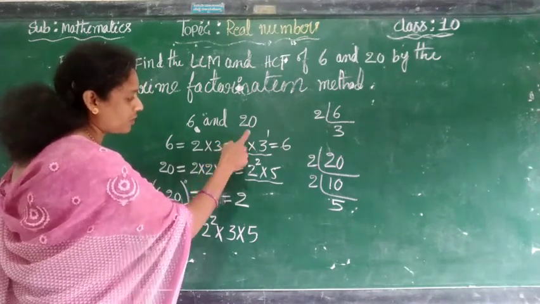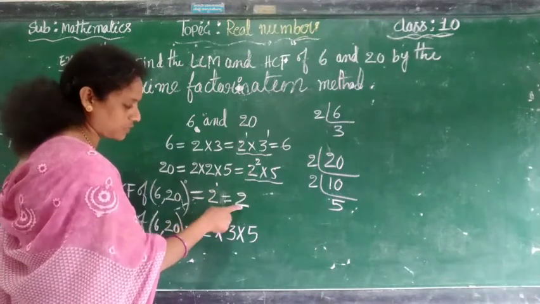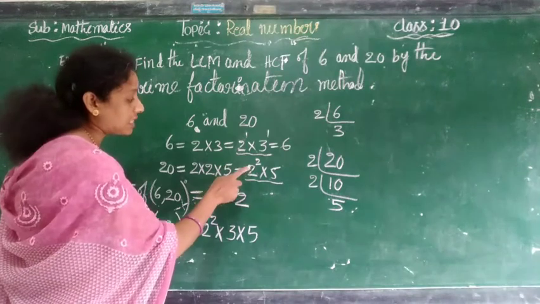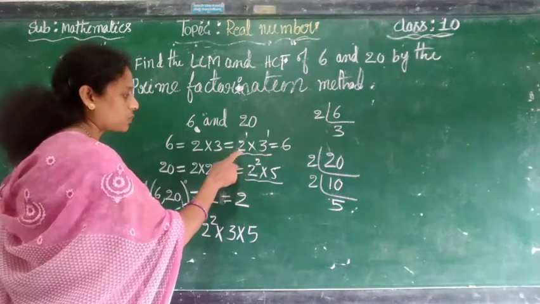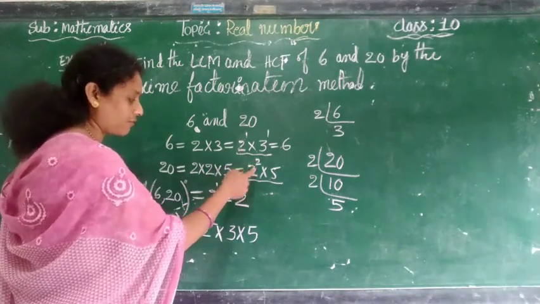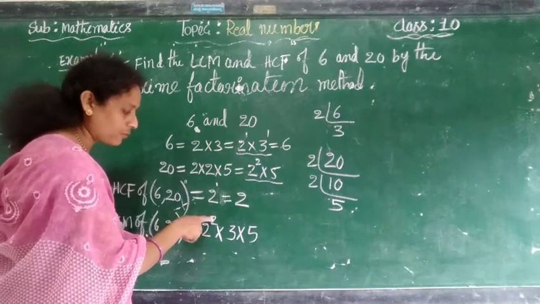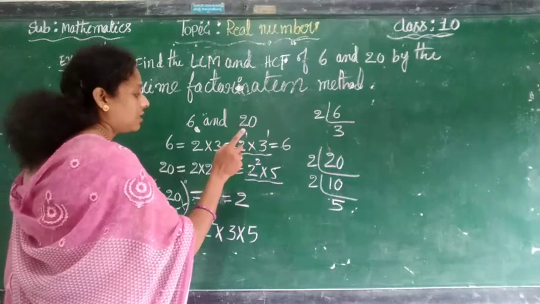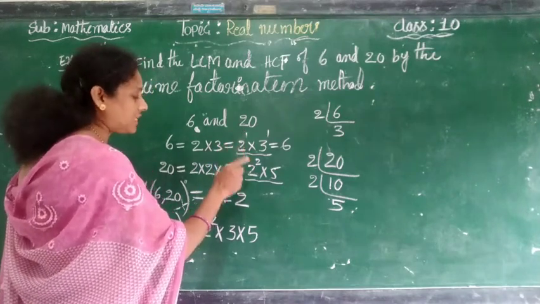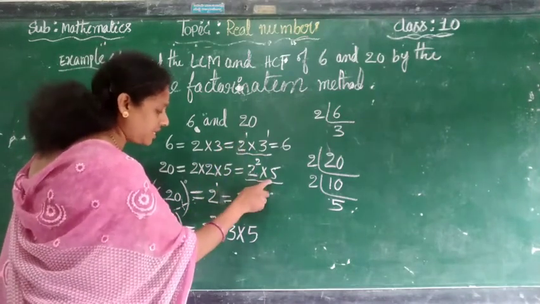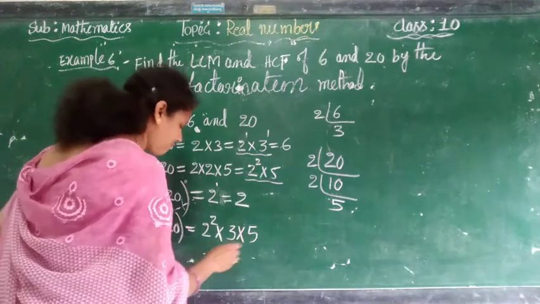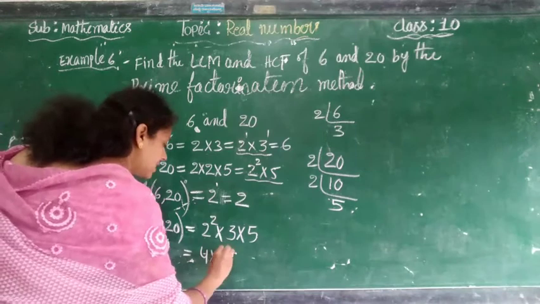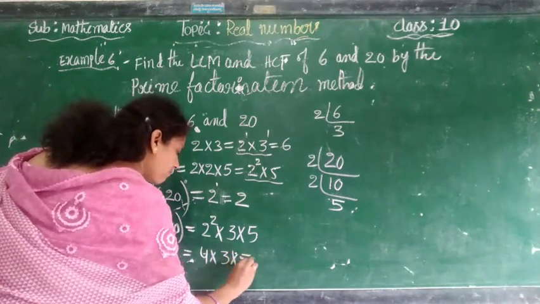2 to the power of 1 is equal to 2. But in LCM, we take the highest power, so 2 to the power of 1, 2 to the power of 2 is 2 to the power of 2. So the highest power of each prime factor, and the remaining numbers is 3 into 5. So 2 2s are 4 into 3 into 5.